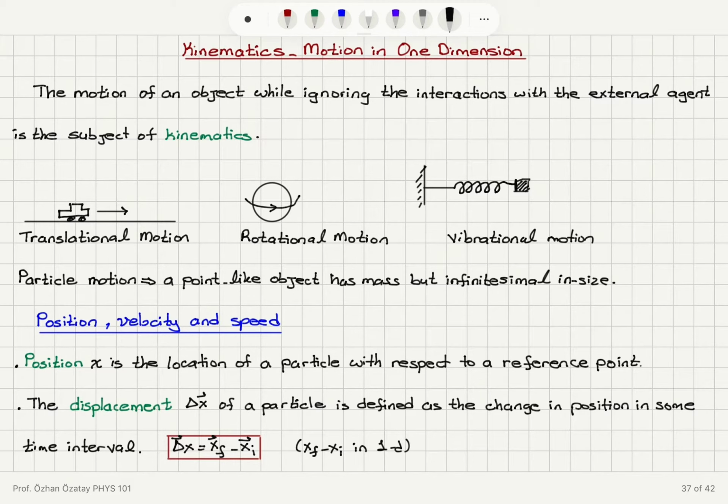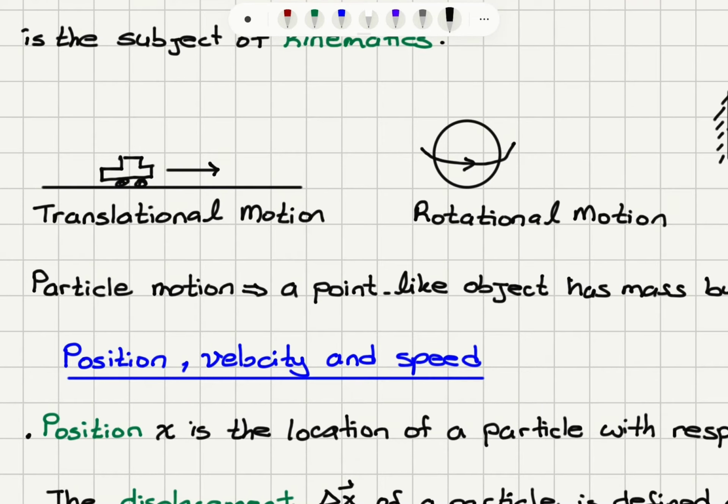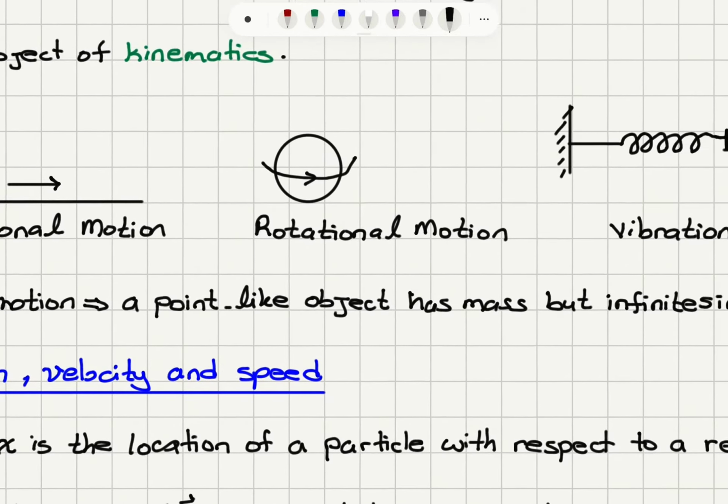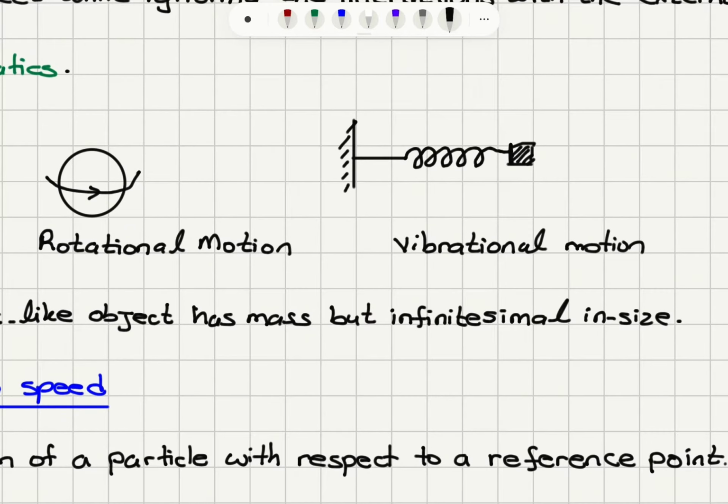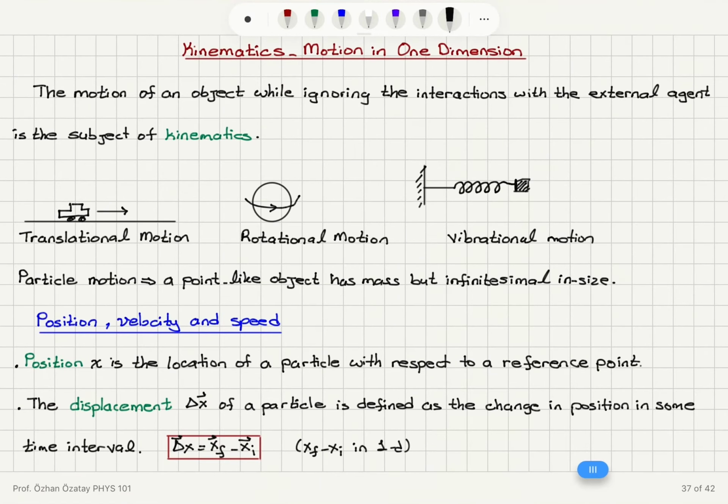Basically, we're going to model all objects as particles, so we will be dealing with particle motion. And when we say it's a particle, what we mean is a point-like object that has mass, but it has infinitesimal size. Okay, so when we study the motion in one dimension, and later on we're going to do also kinematics for motion in two dimensions as well.